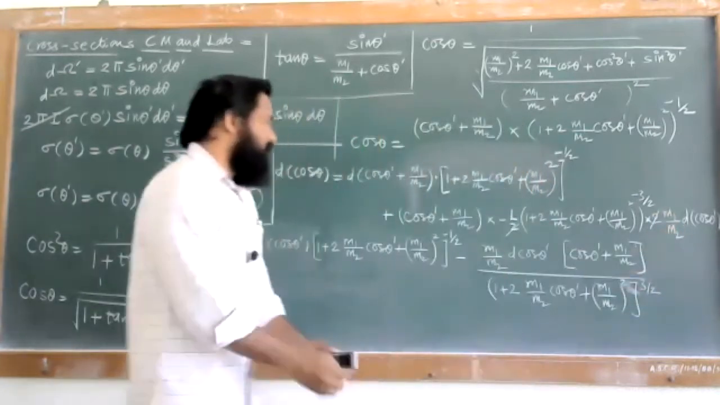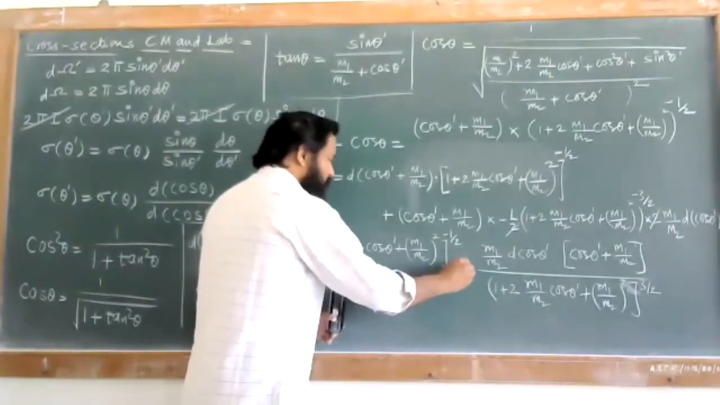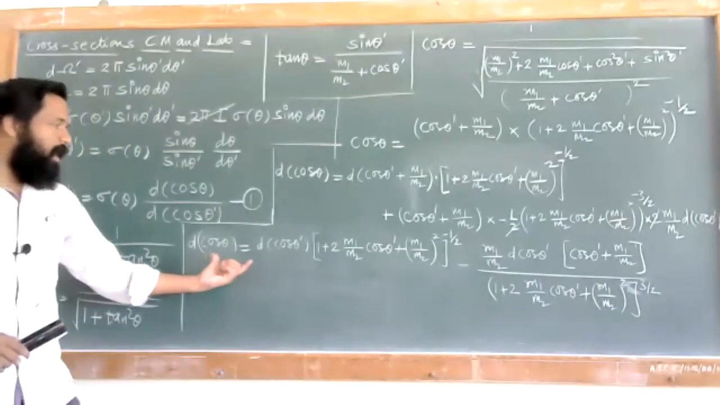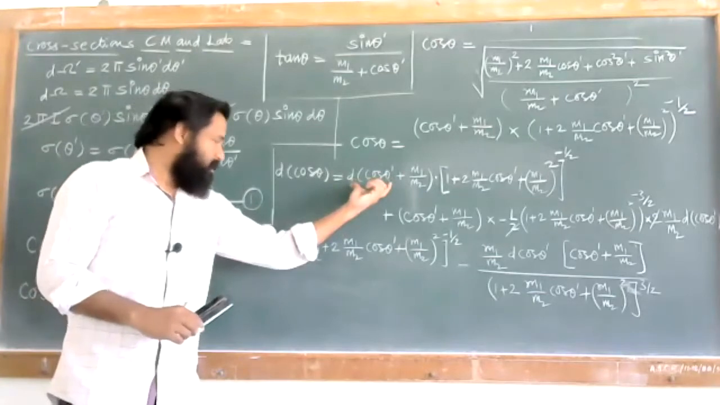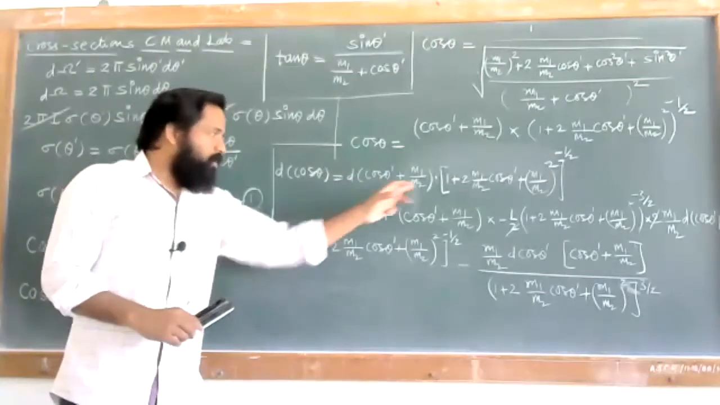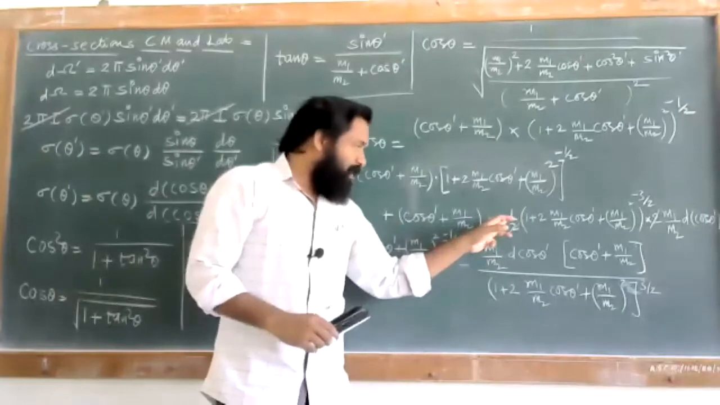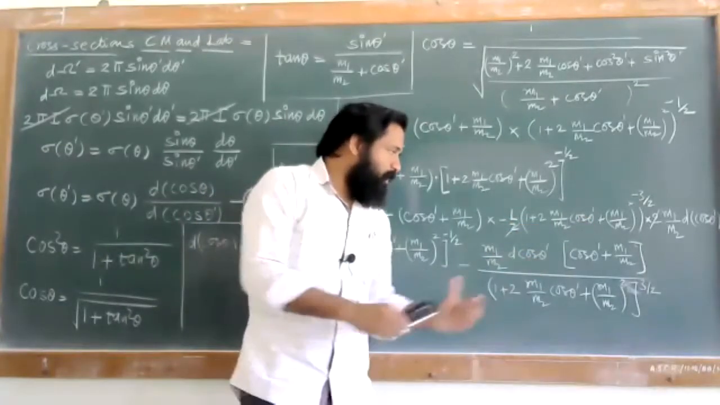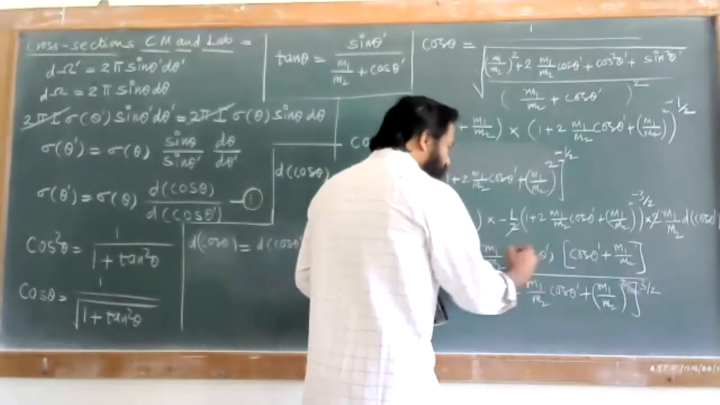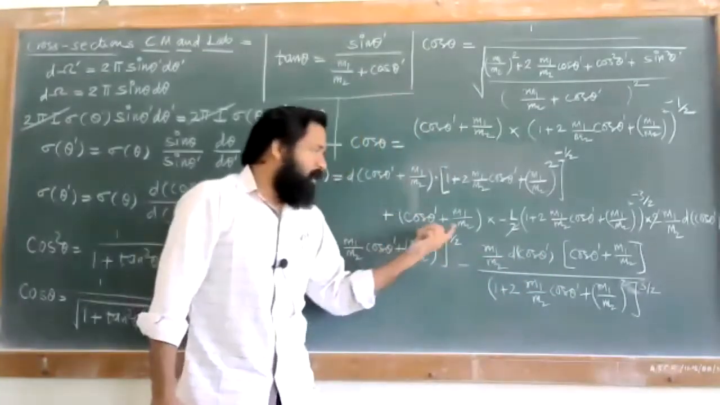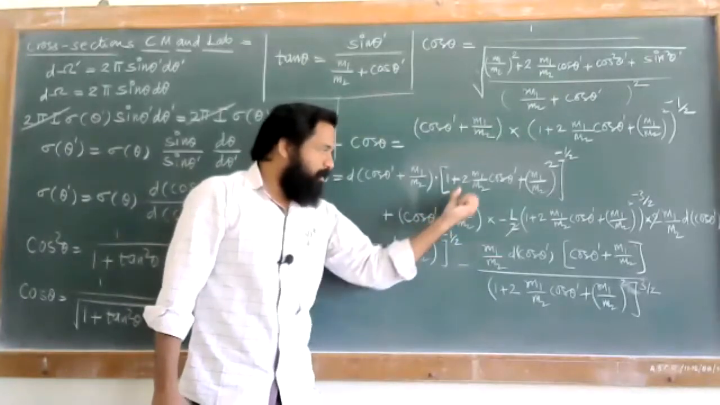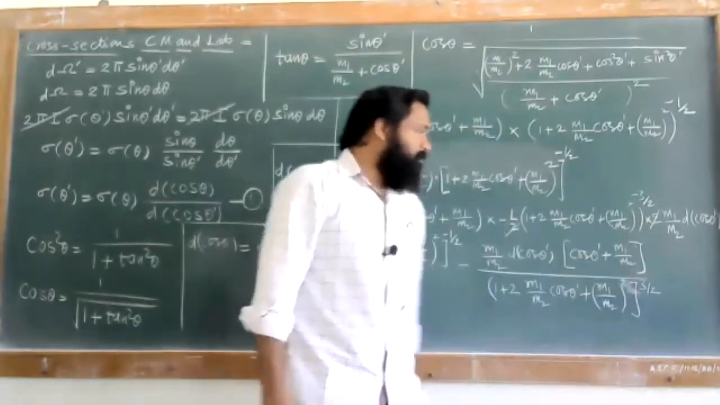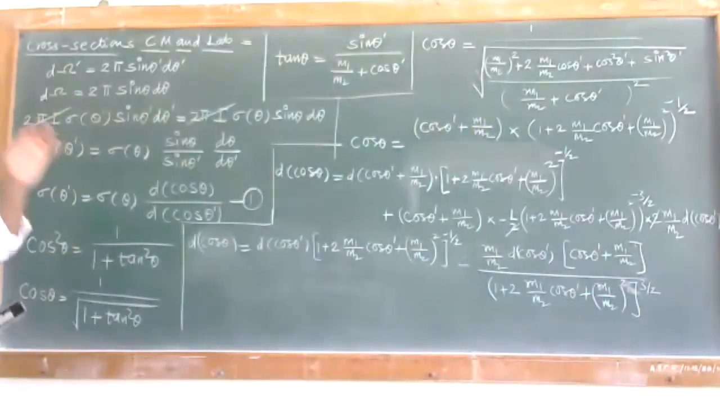So we can have this condition. Is everyone paying attention? A slight rearrangement has been done. So derivative of cos theta is nothing but derivative of cos theta dash into that term plus, now we can have a minus sign, so take the minus sign, m1/m2 into derivative of cos theta dash. This is one term, okay, and the second term that came out should be multiplied to this term cos theta dash plus m1/m2, and that should be divided by minus 3/2, that will become plus 3/2.